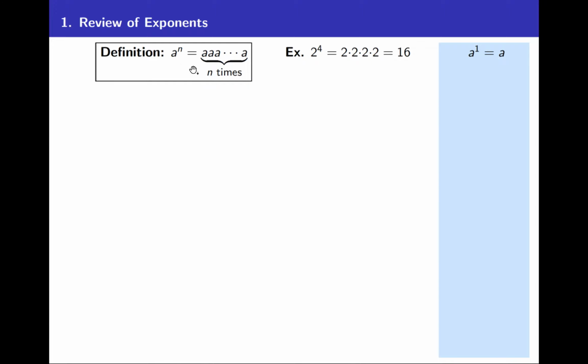Now, from this basic definition, a lot of things will flow, and we're going to collect some basic properties of exponents that I'm going to put into this blue box. The first one being a to the power of 1 equals a.